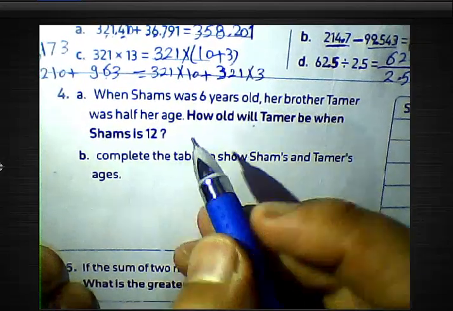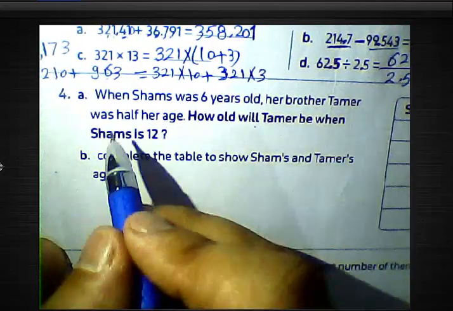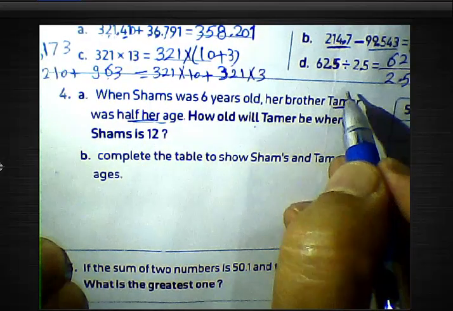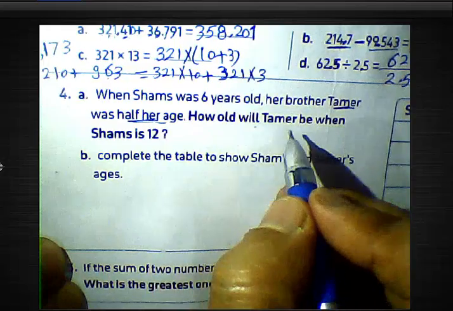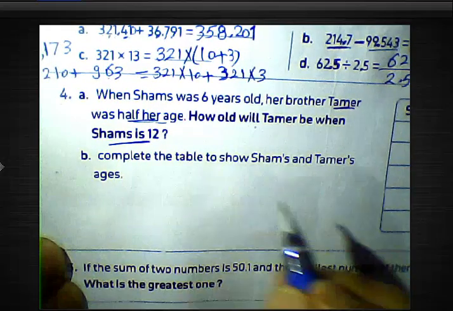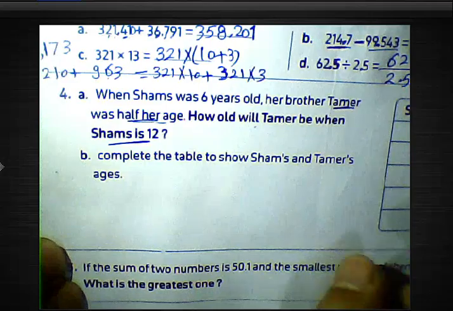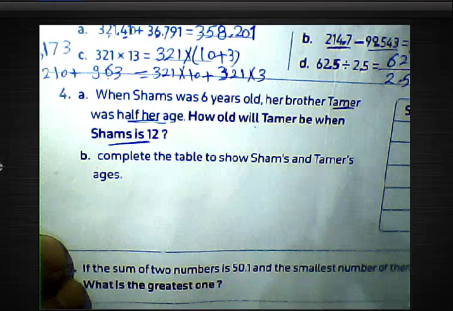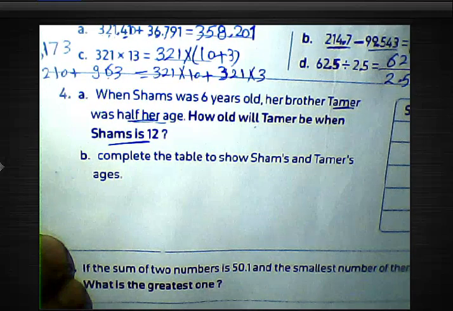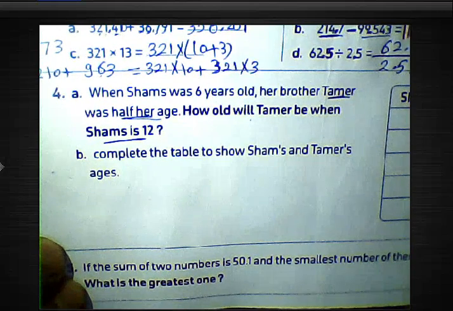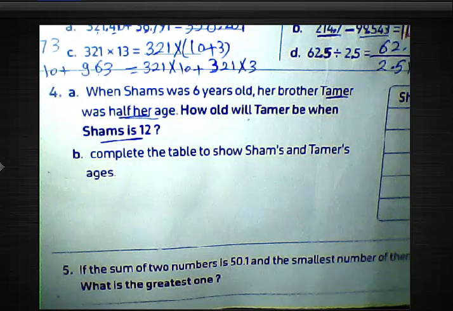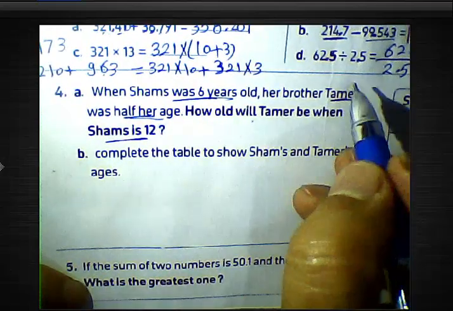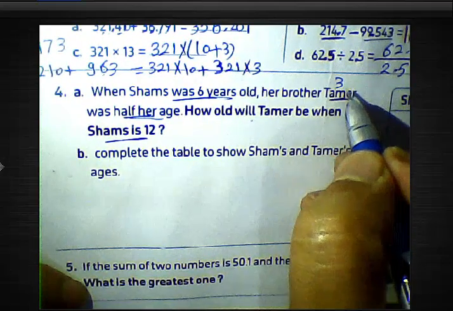When Shams was 6 years old, her brother Tamer was half her age. So what will the age of Tamer be? How old will Tamer be when Shams is 12? We want to find, here, when Shams was 6 years old, her brother Tamer was half her age. Okay, we can find the age of Tamer. Tamer's age is half of Shams's age. So Tamer will be 3 years old.